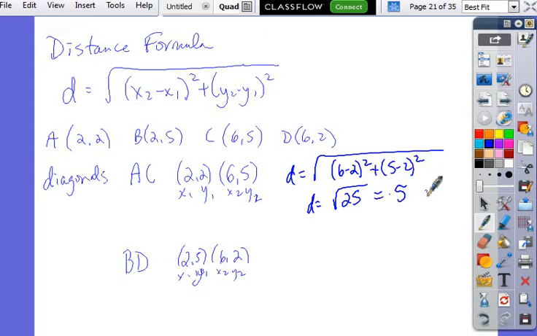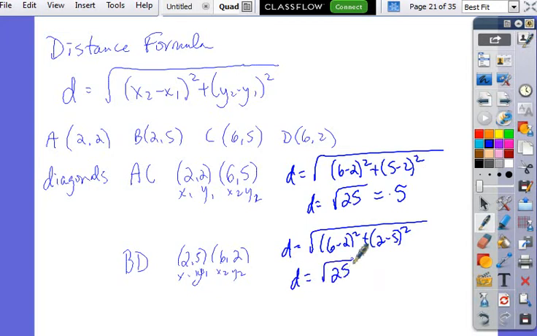So I'm going to do the same thing down here and see what I get. (6 minus 2) squared plus (2 minus 5) squared. Again, make sure you type that without the square root on there. So here, when I do it, I get 25 for the stuff that's up under there, do the square root of that, and get 5.